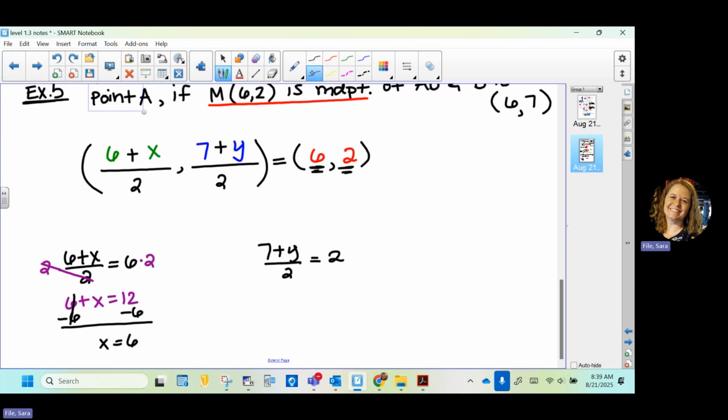Okay, now over here for my y, I would do the same thing. I would multiply this 2 to the other side to get rid of the denominator, because the opposite of divide by 2 is multiply by 2. What I do to one side, I do to the other. 2 times 2 is 4. And then to move this 7, I would subtract. And then what is 4 minus 7? If I'm at positive 4 on the number line and I go left 7 in the negative direction, where's it going to put me? Negative 3. So now I have point A would be at 6, negative 3.